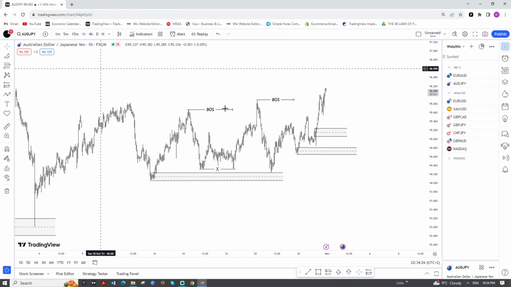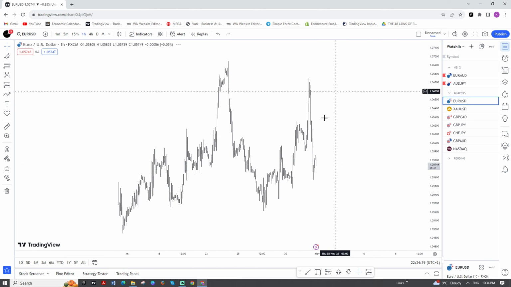So that is all JPY, guys. All JPY, we did it, and the Euro odd, we did it. So what I would like to jump into, let me see. Let me jump into EURUSD. EURUSD, guys.